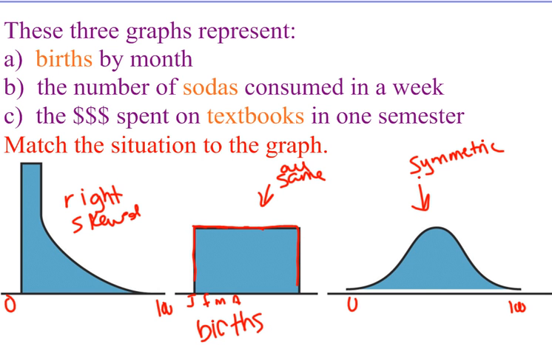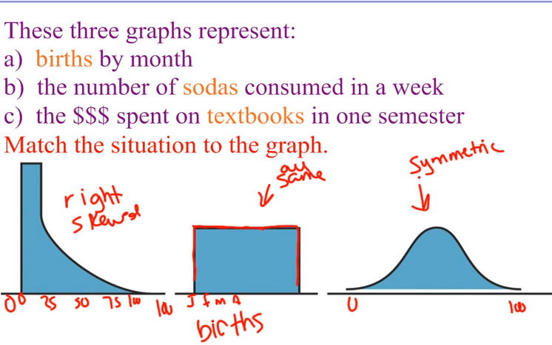Now the other graph is either number of sodas or money spent on textbooks. Do you think most kids have just a few sodas, like 0 or 1 sodas, and then 2, 3, 4, 5, and then it gets, not as many people have 5 sodas as have, let's say, 1 soda? Or do you think that this would be money on textbooks? So most kids spend very little on textbooks, like $0 to $100. Well, let's even say 25. Let's go by 25s. $0 to $25 on textbooks, and then some spend 50, some spend 75, very few spend 100. So you have to kind of decide which of these data makes more sense to be right skewed.